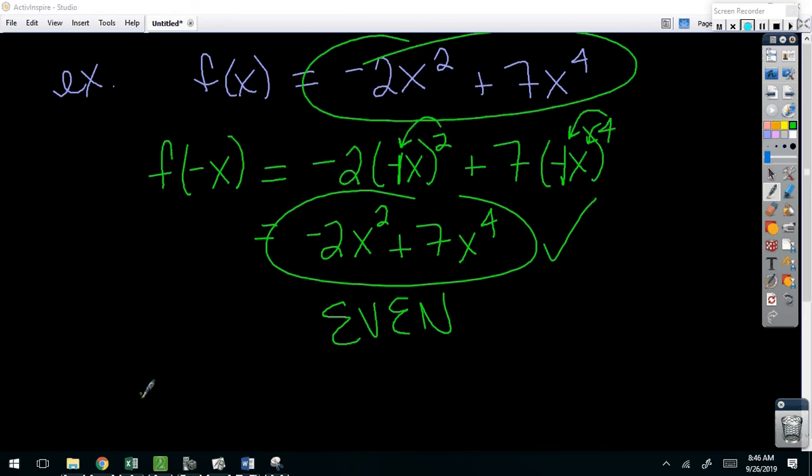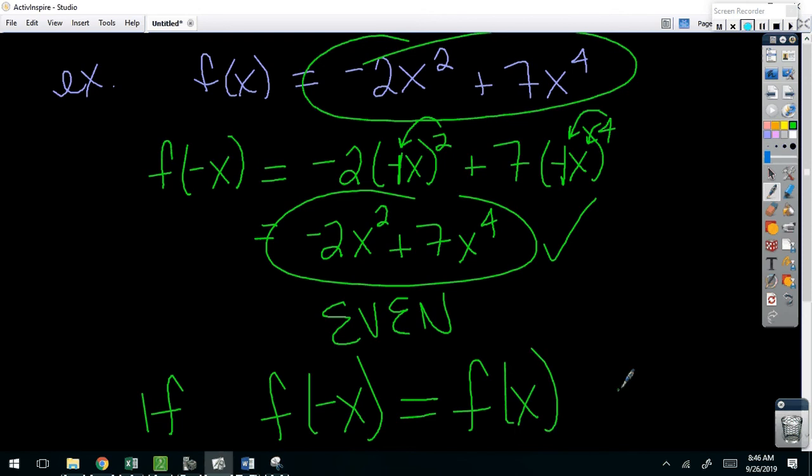So listen, if f of negative x equals f of x, then it's even. Okay, that's how you tell. And that's very important because odd is going to do something completely different. All right, so graphically, what does it do?